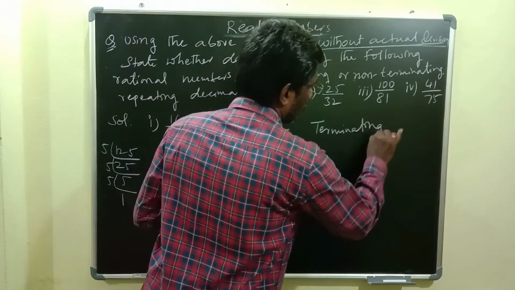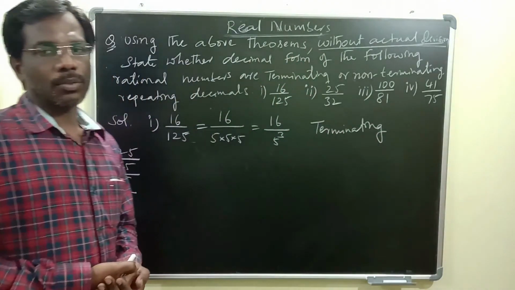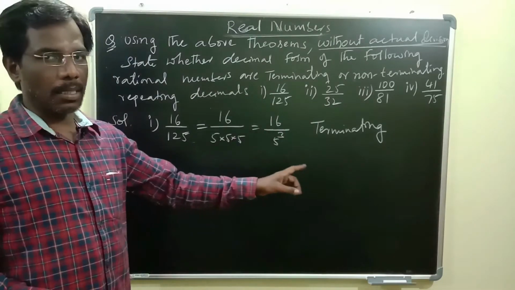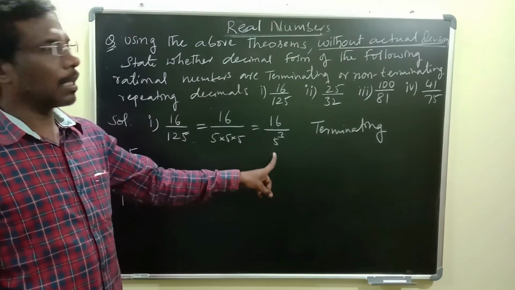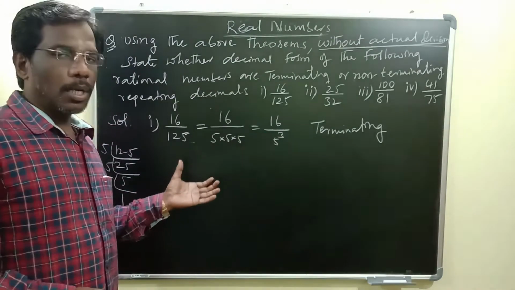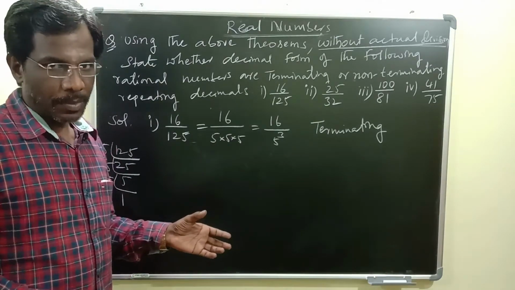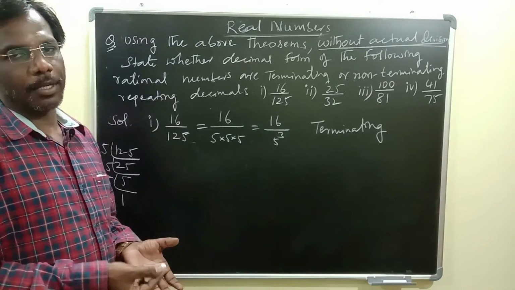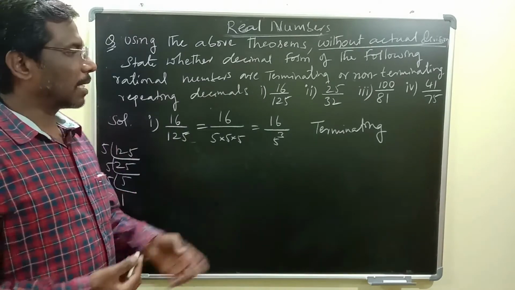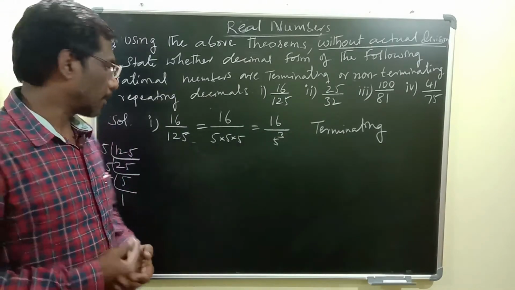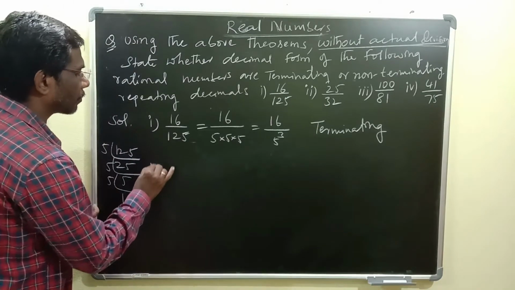Terminating decimal. So for the terminating decimal, the denominator should be either only 2 power n or 5 power m, or both 2 power m into 5 power n. Then we can say that is what? Terminating decimal.